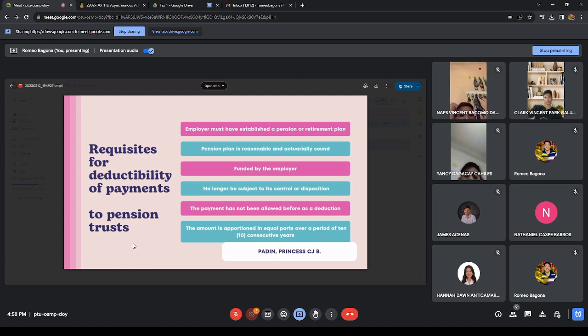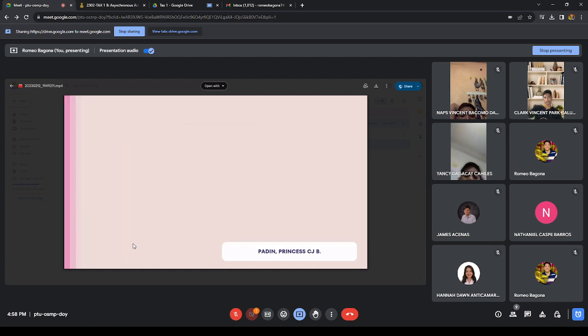Number three, it must be funded by the employer, that is, the employer contributes cash to the plan. Number four, the amount contributed must no longer be subject to its control or disposition. Number five, the payment has not been allowed before as a deduction. And lastly, the amount is apportioned in equal parts over a period of 10 consecutive years, beginning with the year in which the transfer or payment is made.